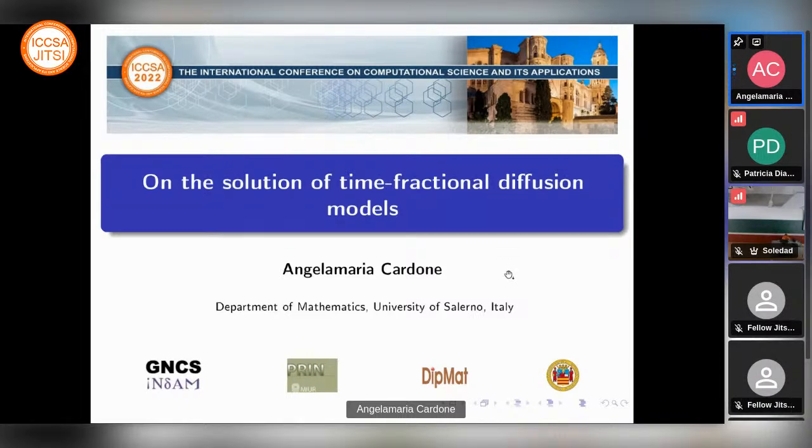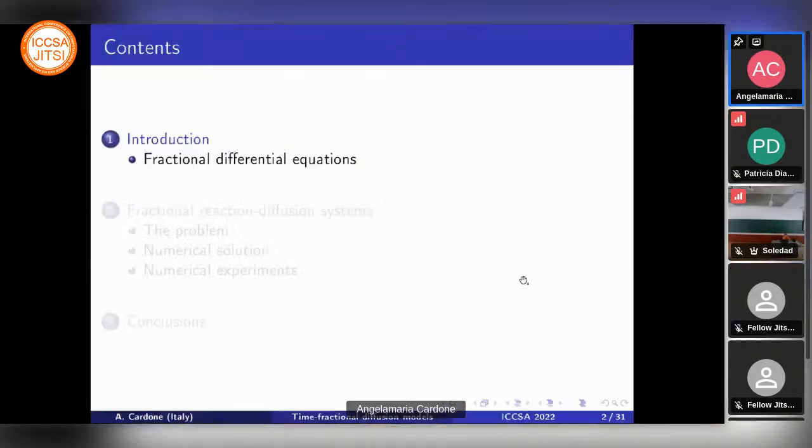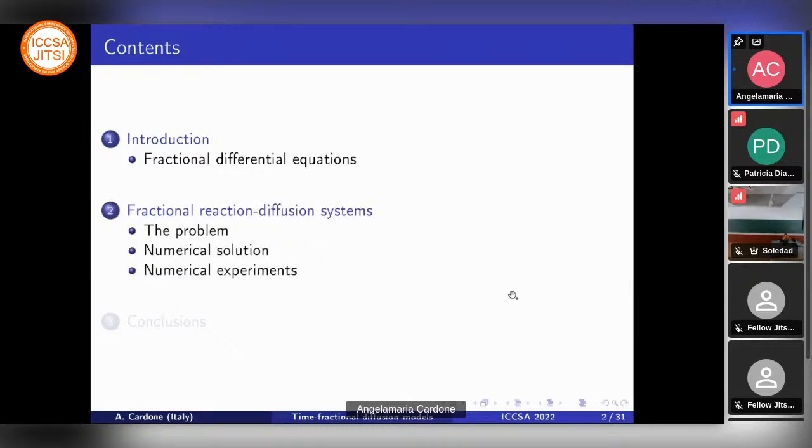And I will speak about the solution of time fractional diffusion models. And this is a brief outline of my presentation. After an introduction to the problem, I will focus on fractional reaction diffusion systems, and I will speak about the problem. And then I will deal with the numerical solution by a mixed method. And finally, I will illustrate the performances of the method on some numerical experiments.